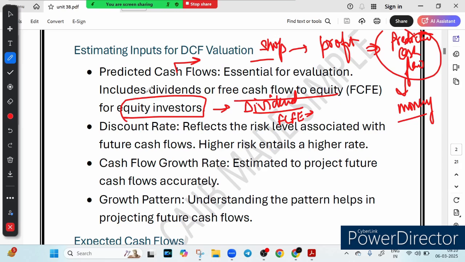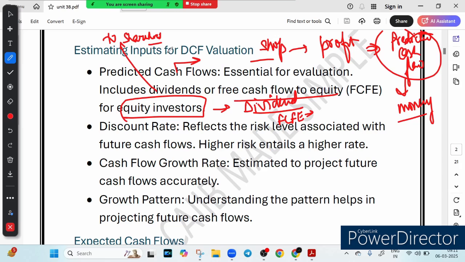And what is dividend? Dividend means money paid to the shareholder. So for an equity investor, the predicted cash flow can either be dividend, money paid to the shareholder, or FCFE, which means cash left after paying expense and debt. So the more accurate your prediction, the better your valuation. That's the point, right? Imagine you are buying a shop, you want to know how much profit it will make in the future, and that is what we call predicted cash flow, the money an investment is expected to generate over time.